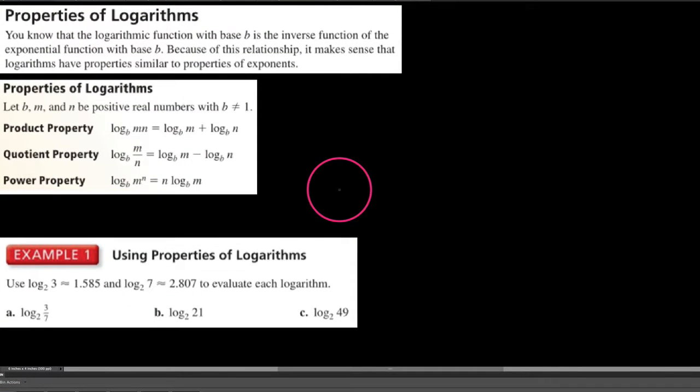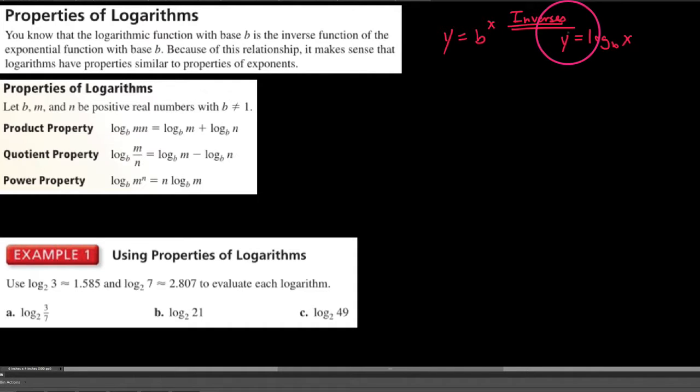Okay, YouTube, in this video we're going to introduce and use the properties of logarithms, of which there are three primary ones: our product, quotient, and power properties. Essentially, because we know that logarithmic functions with a base of b are inverse functions of exponential functions that have the same base, they're not going to have properties that are too far different from one another.